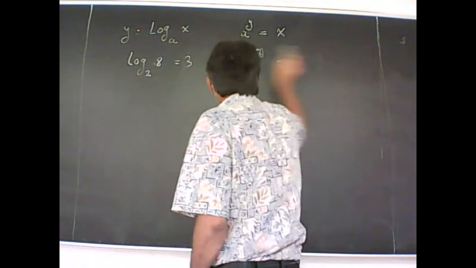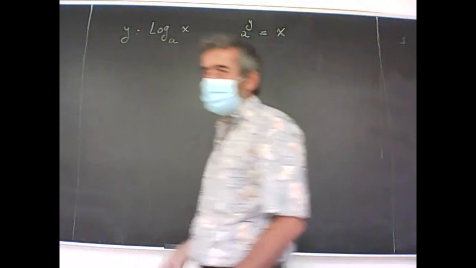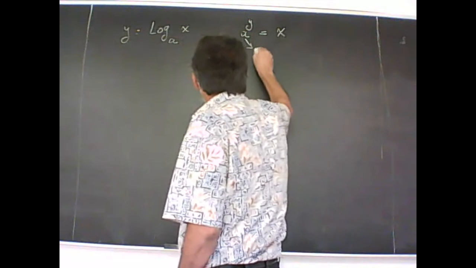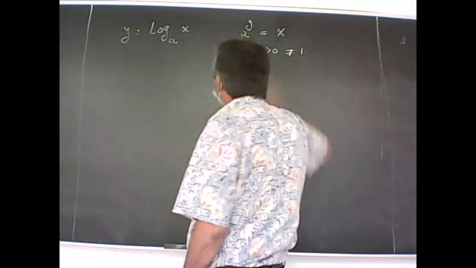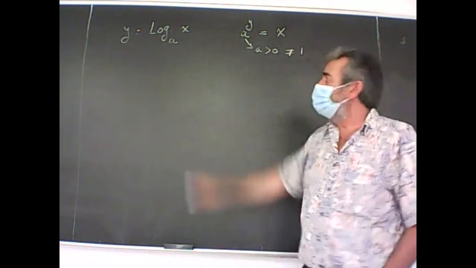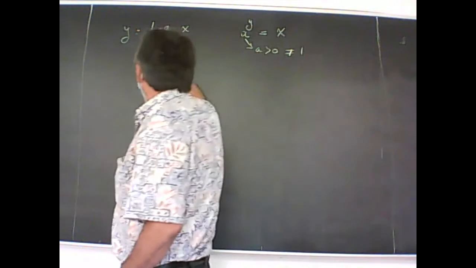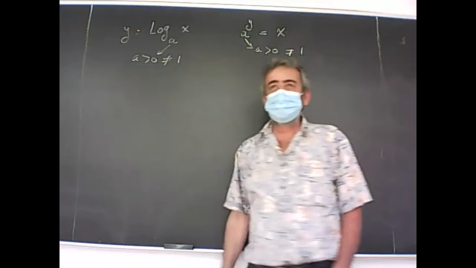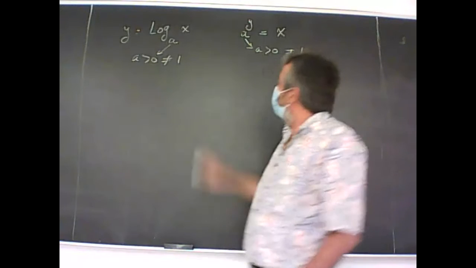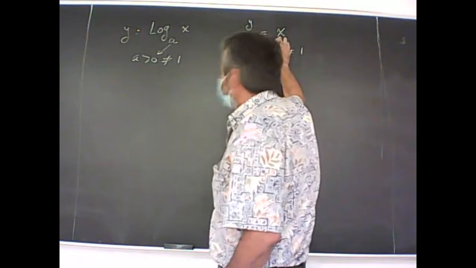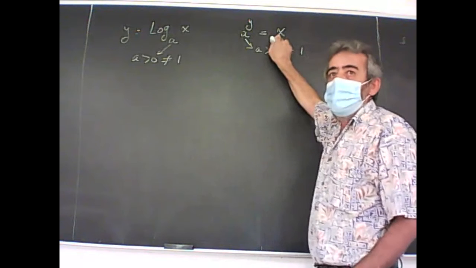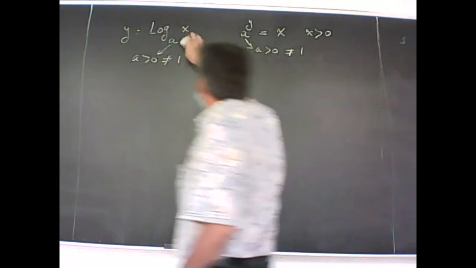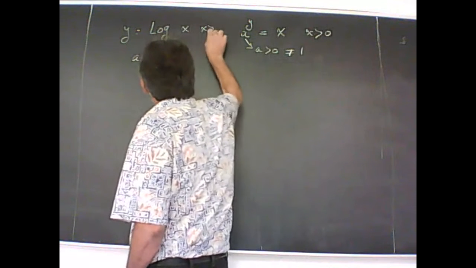Okay, let's take a look at these rules. So this is just an example to explain what that is. Let's go ahead and put the rules down. When we did this, we said a must be greater than 0, not equal to 1. Similarly here, a greater than 0, not equal to 1. We said x in this case is always positive. So x is greater than 0. Same thing, x is greater than 0.